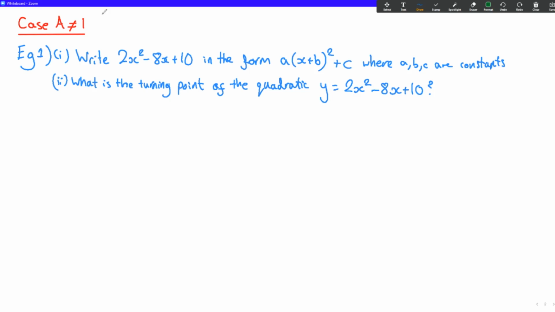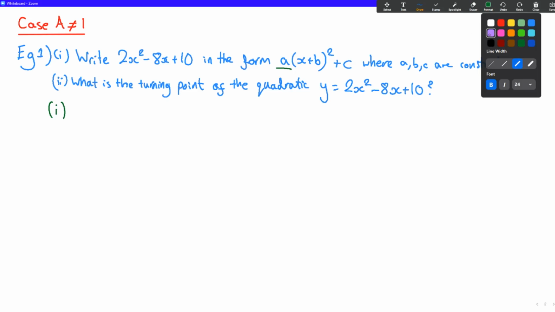Let's look at a case where a is not equal to 1. Well, the good thing is that the method's not a whole lot different. So here it says write 2x squared minus 8x plus 10 in the form a(x plus b) all squared plus c, where a, b, and c are constants. Well, you can see that it's different because we have this a here.